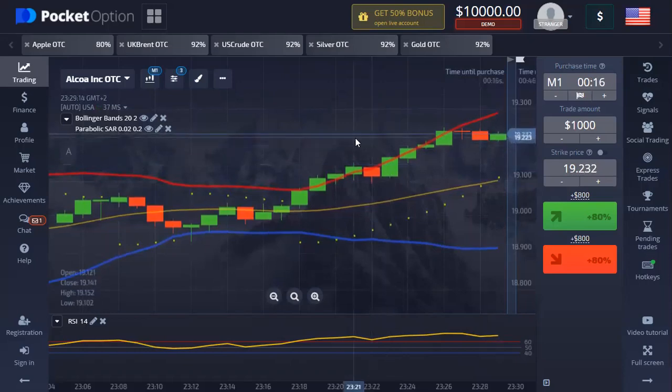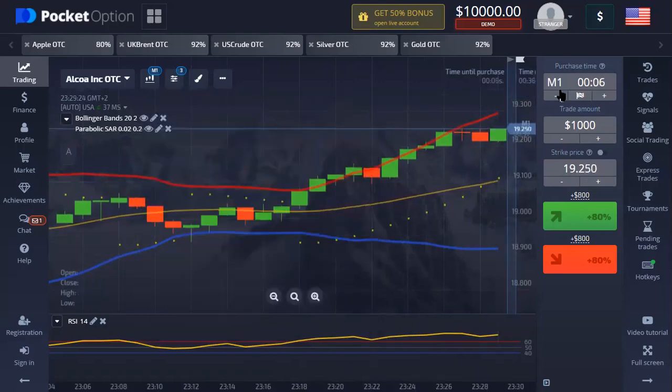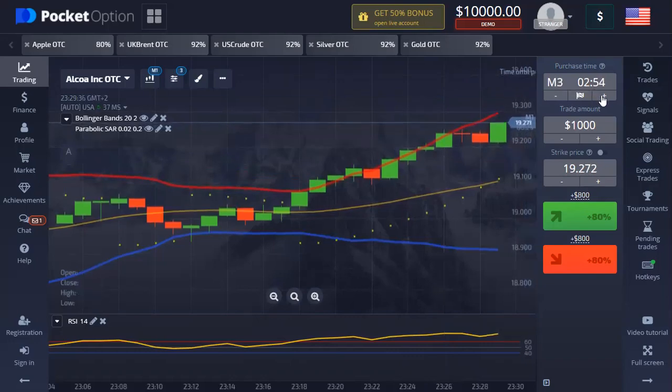So what all that is, for those who don't know, whatever time frame you're on, since right here we're on the 1-minute time frame, that means each candle is 1 minute. So in 3 candles, 1, 2, 3, our time expiration is going to be 3 minutes, okay?